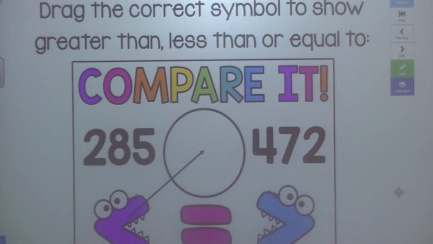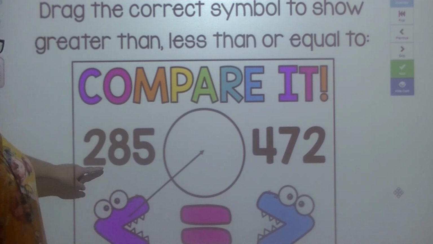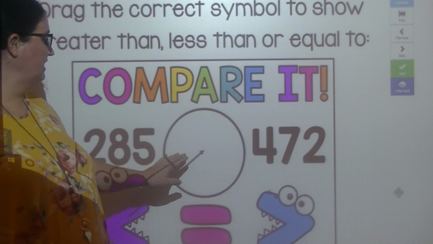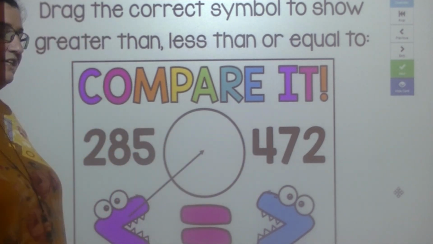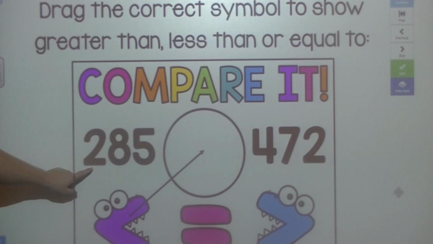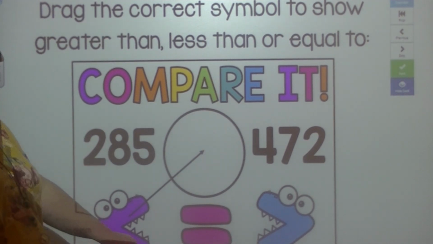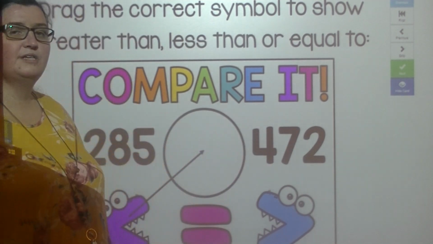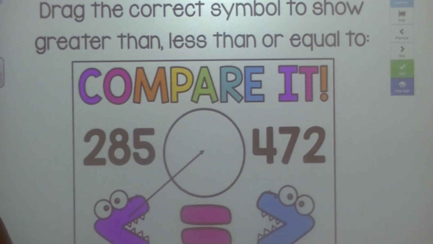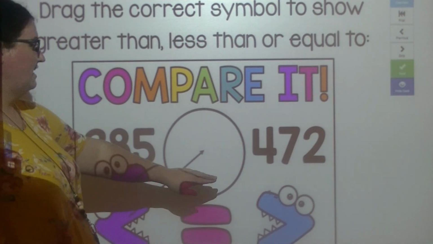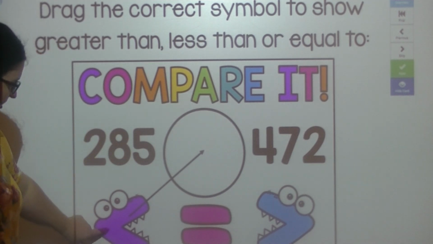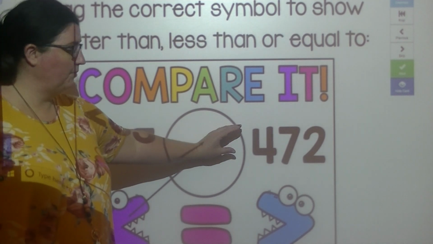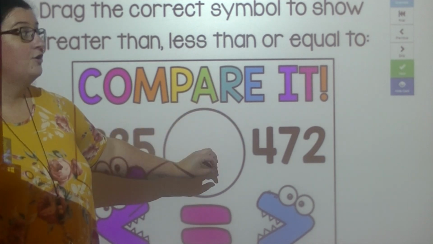It says, drag the correct symbol to show greater than, less than, or equal to. Compare it. All right, we have 285 is what then 472. All right, let's compare it. Start with your hundreds place. We have 2 groups of hundreds, 4 groups of hundreds. Which side is larger? Yes, the 4. So you see they're going to drag the alligator mouth to chomp the number that is greater.